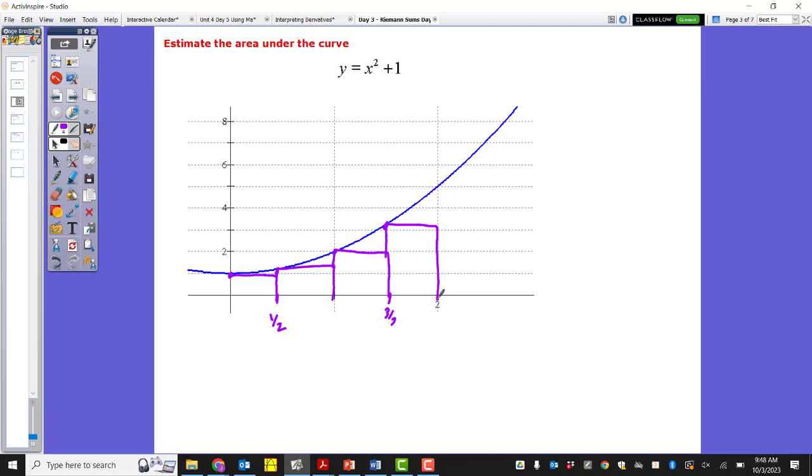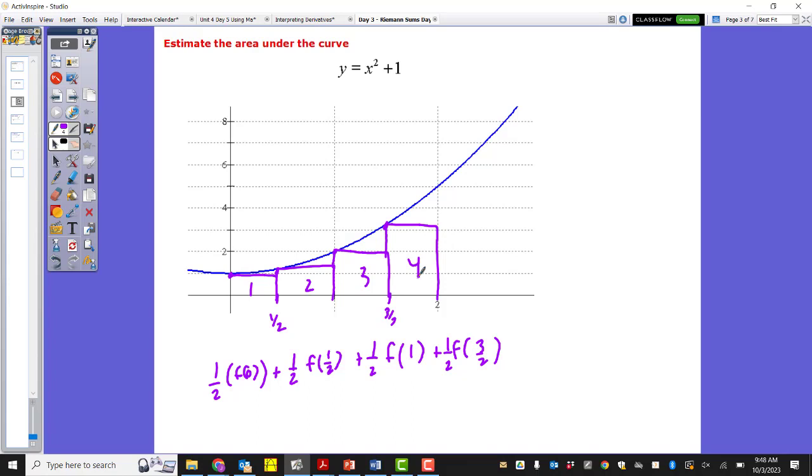This would be, all of them have a width of 1/2, so 1/2 times. And then since it's the left side, it's the height on the left side here, so times f of 0 plus 1/2 times f of 1/2 plus 1/2 times f of 1 plus 1/2 times f of 3/2. So that's rectangle 1, rectangle 2, rectangle 3, rectangle 4. That's all our rectangles. And we would plug them in and solve.